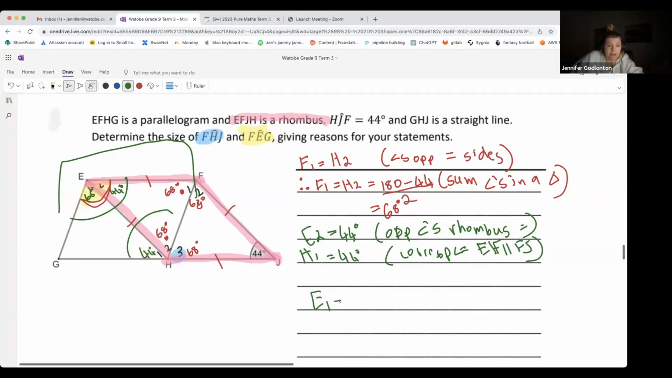So I'm going to say E1 is equal to 68 degrees because alternate angles are equal when EG is parallel to FH. And therefore, angle E is going to be 68 plus 44, which is going to be equal to 112 degrees. Well, I'm glad that you didn't find it hard. That's awesome.